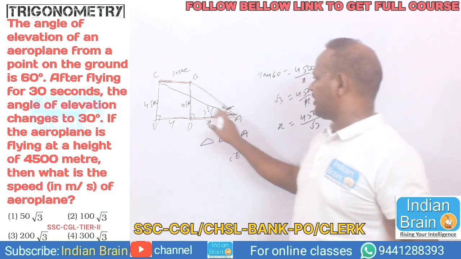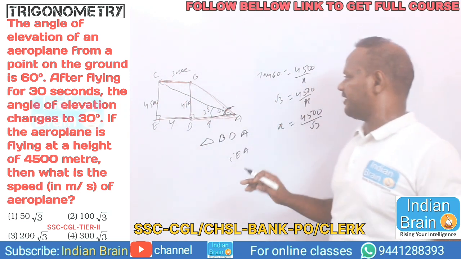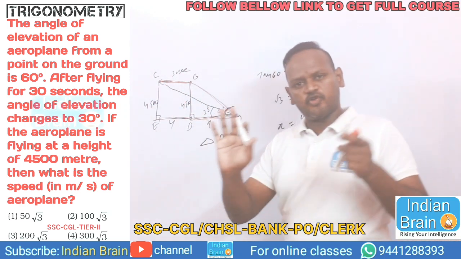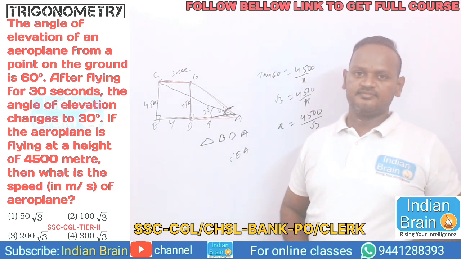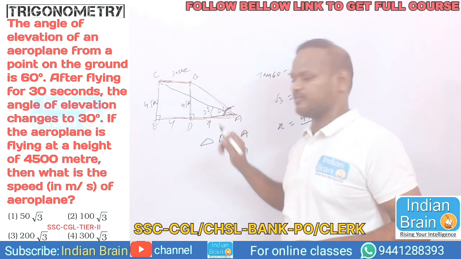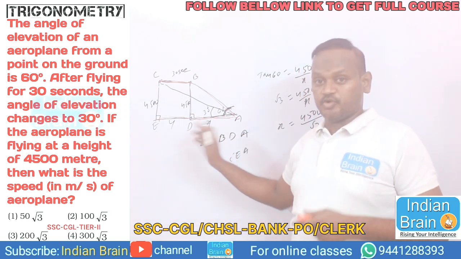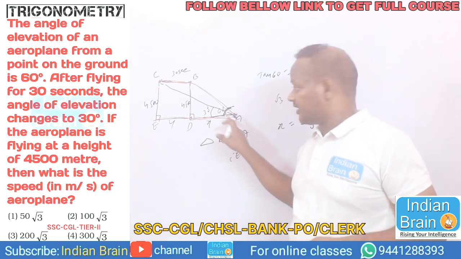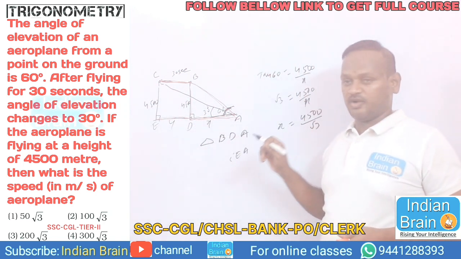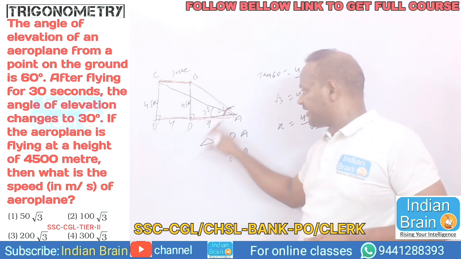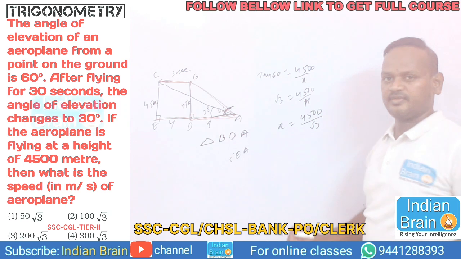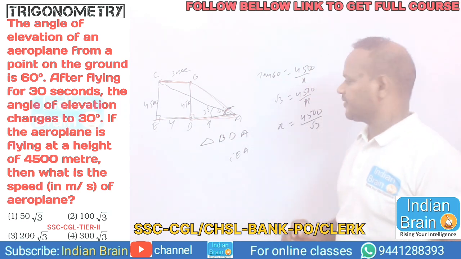But unfortunately, if you utilize this CEA triangle, the opposite side can be 4,500 only. But what can the adjacent side be? X plus y, right? Yes or no? It will be the sum of two distances, I mean, not speeds, the sum of two distances, y and x, for the bigger triangle. That's why after getting the adjacent side EA, we need to eliminate X. Make it simple. Don't make it complicated.